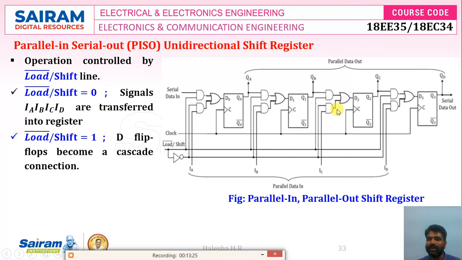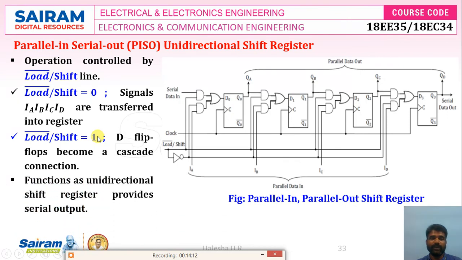So the lower AND gates are disabled. Output is 0. And the upper AND gates pass the output same as the other input. Here the other input is serial data in, and that will be available to D0. Here the second input of the upper AND gate is QA, that will be transferred to D1, and similarly QB will be transferred to D2 and QC will be transferred to D3. So it performs parallel in, serial out. To perform parallel in, we should make the control input 0, parallel load, and for shift operation, that is serial out, we should make the control input 1. Clear now? So the function of the unidirectional shift register is to provide serial output.